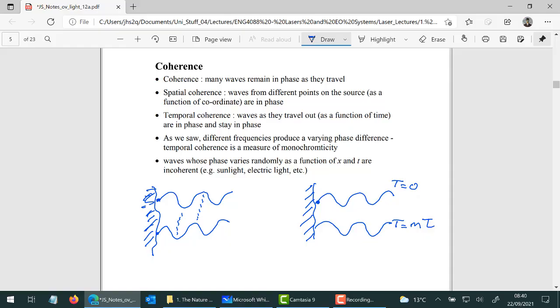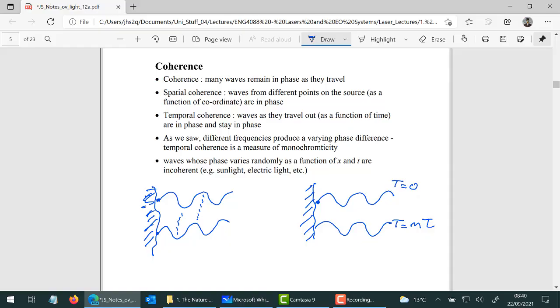So different frequencies will produce different phase differences. In other words, if we have two waves of different frequency or different wavelength, then at some points they're going to be in phase, some points they're going to be out of phase, and other points are going to be somewhere in between. So temporal coherence is a measure of monochromaticity. In other words, how pure the light is, how single wavelength it is, or how single frequency it is.